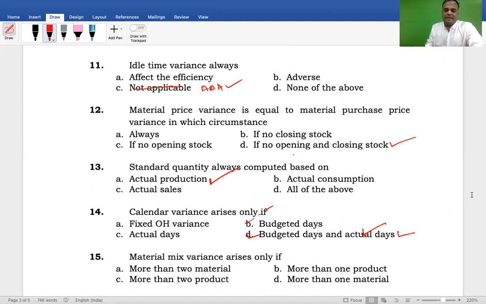Next, material mix variance arises only if there is more than one material. Product is finished goods, and products are mixed chemically. So, more than one material.